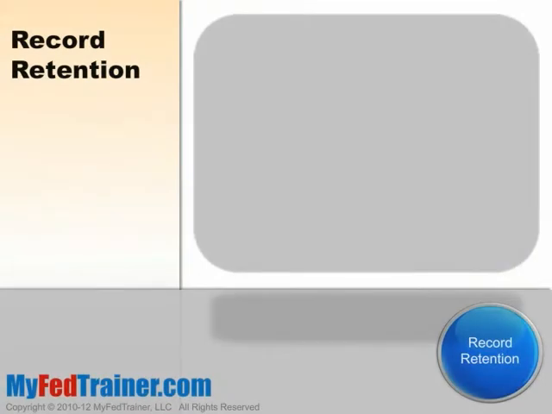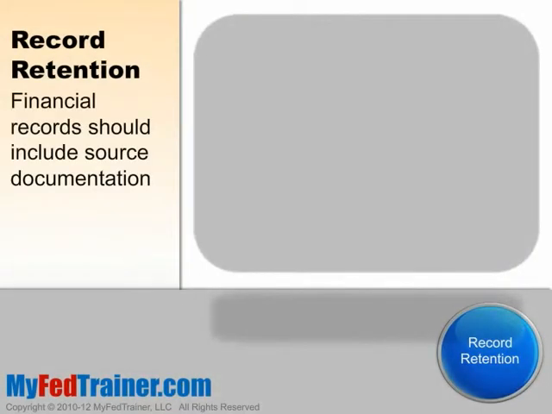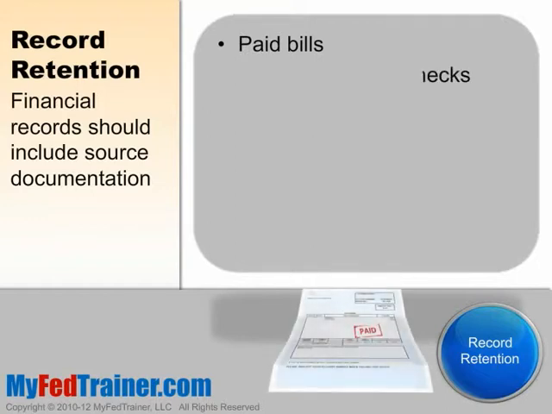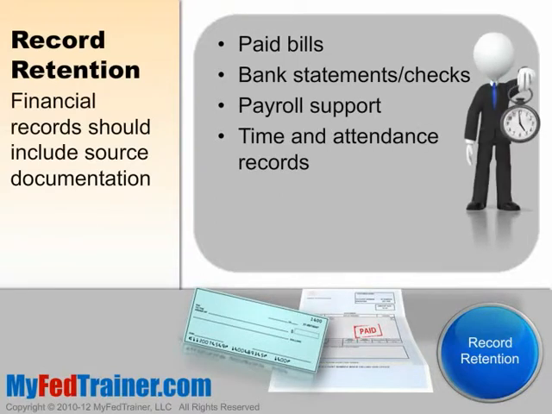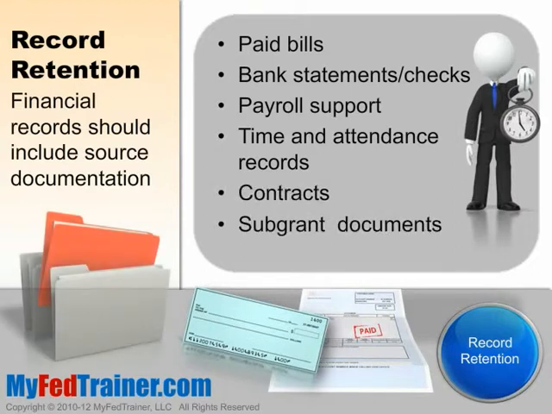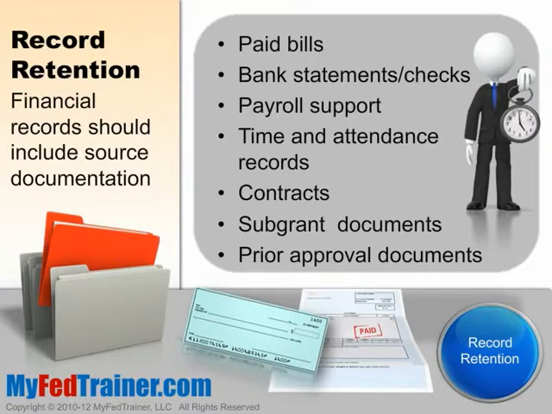Financial records should include the source documentation that supports the financial and accounting records. Some examples of these records would include copies of paid bills, bank statements and copies of canceled checks, support for payrolls and time and attendance records, copies of contracts and sub-grant documents, and copies of prior authorization approval documents as required.